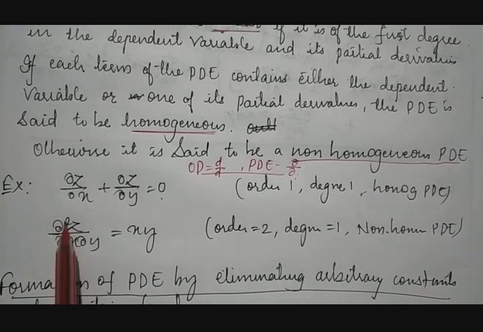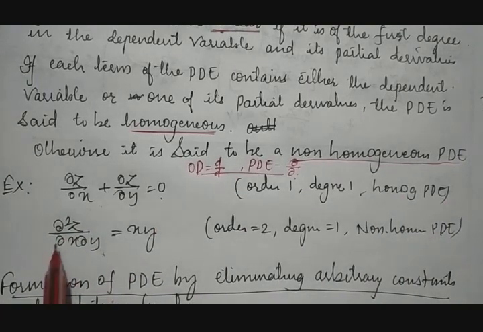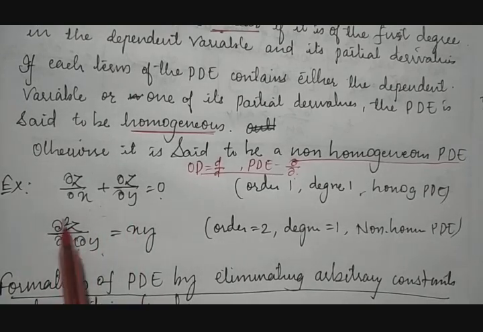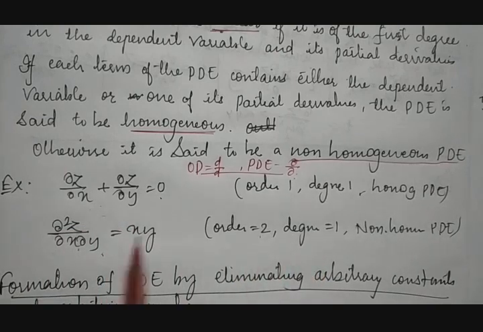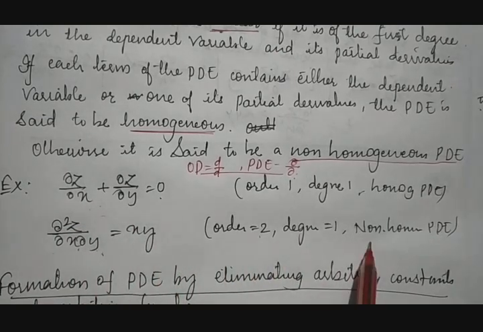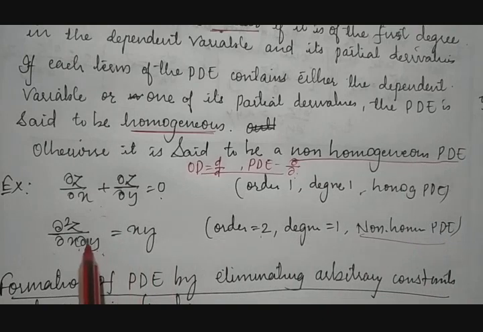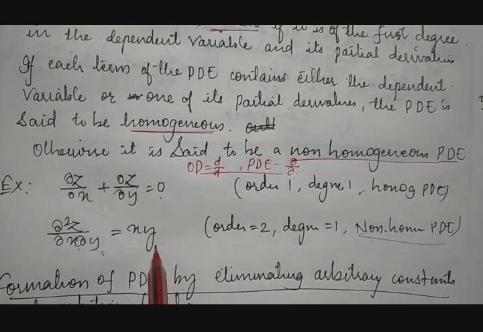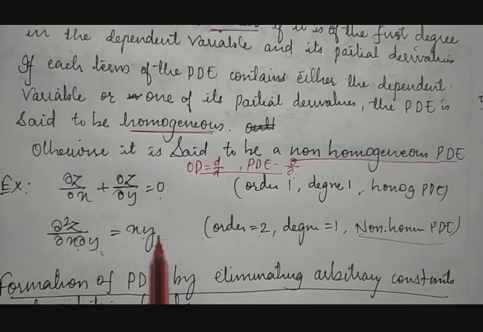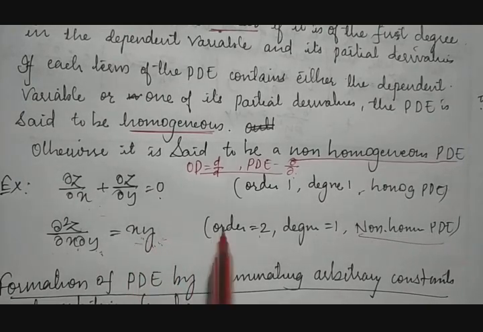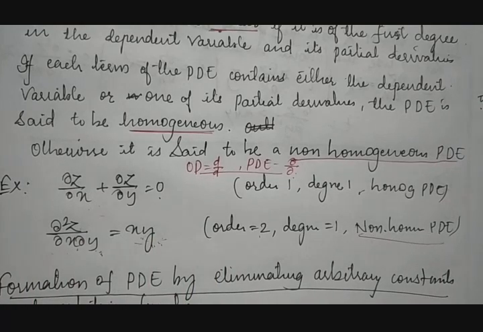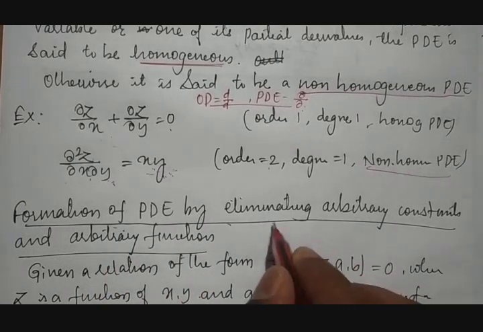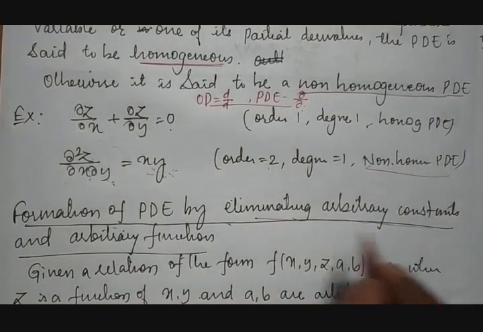Second, if I take dou square z by dou x dou y, it is a second order differential equation where its power is 1. Therefore its order is 2 and the degree is 1, and it is a non-homogeneous partial differential equation, because you can see that z is a function of x and y and its other part is also a function of the same variables x and y. Therefore it is non-homogeneous.